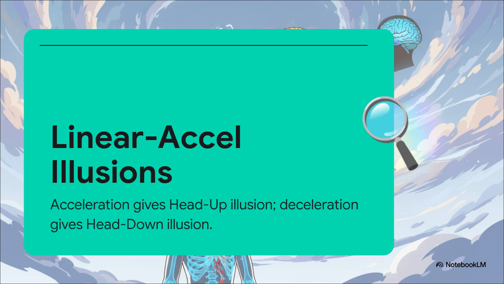Similarly, we have the head-up and head-down illusions. Forward linear acceleration creates that head-up illusion, triggering the dangerous dive reflex we just talked about. But deceleration? Say you deploy speed brakes or drop flaps on final approach.